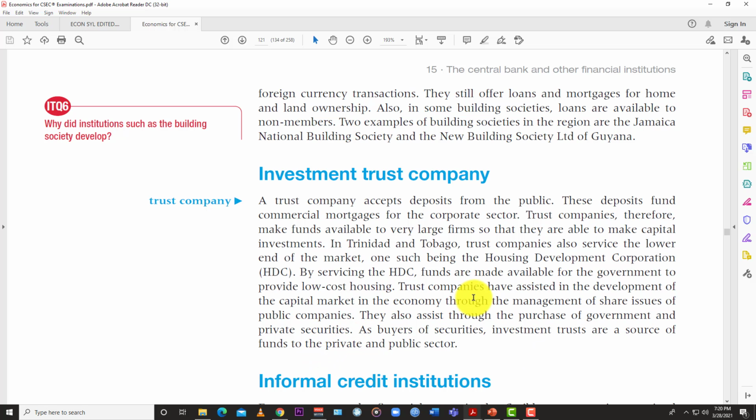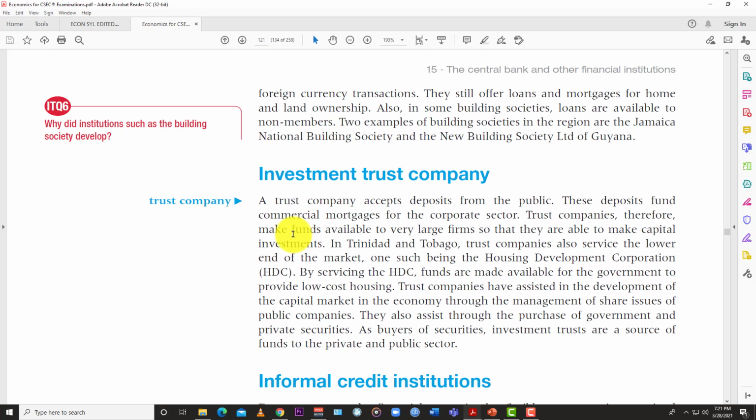As buyers of securities, investment trusts are a source of funds to the private and public sector. So very similar to the mutual fund, but of course their thrust, their motive is somewhat different. As they're saying here, they are normally there to help to fund things like mortgages and home buildings, and for companies to invest in various endeavors. So they are there to help the corporate world invest in various endeavors, and so they are somewhat different to the mutual fund in that regard.